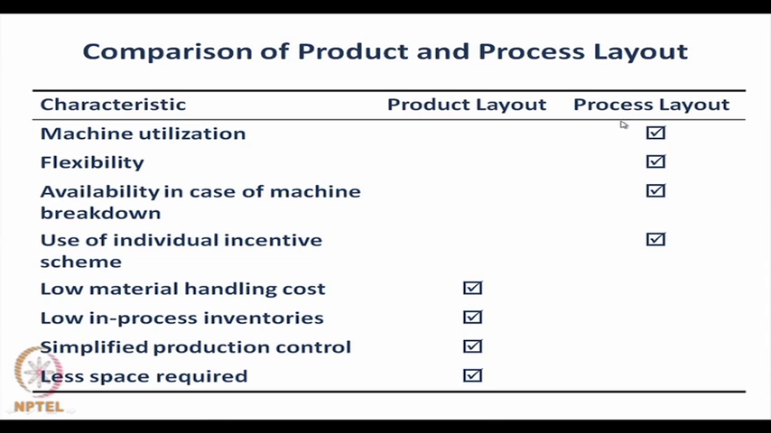And in a process layout, the machine utilization is high, the flexibility must be high, there must be another machine available when one is breaking down, because all machines are in one place, and one should go for an individual incentive scheme.